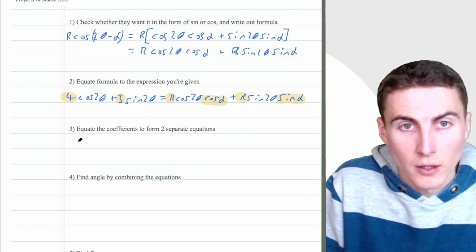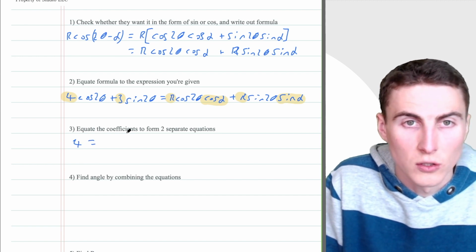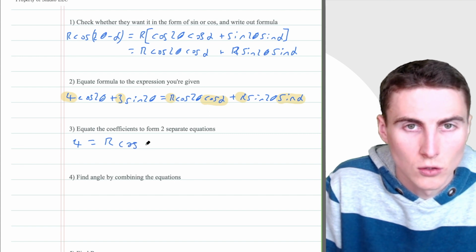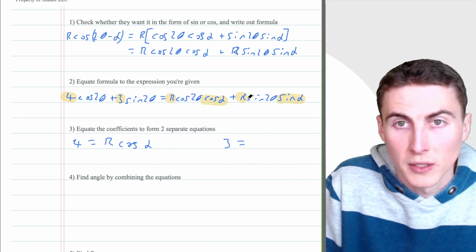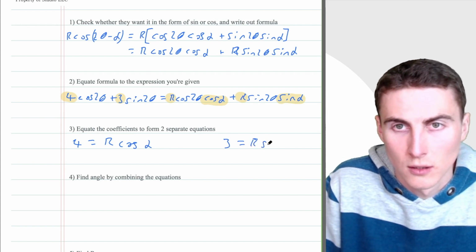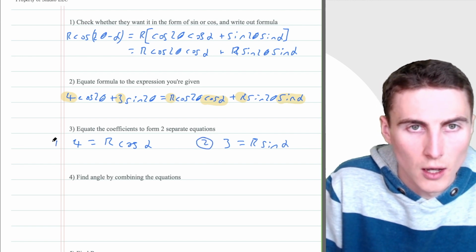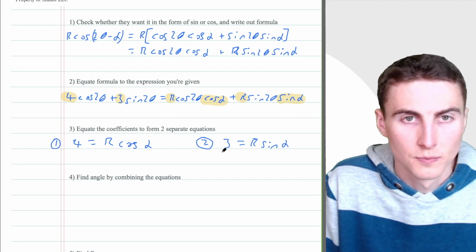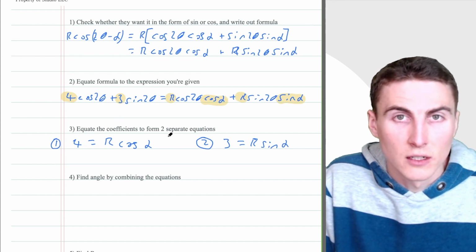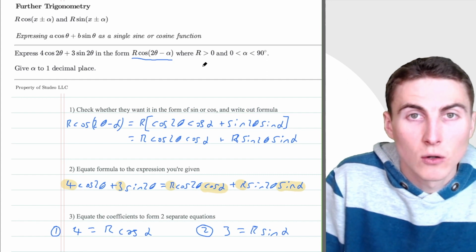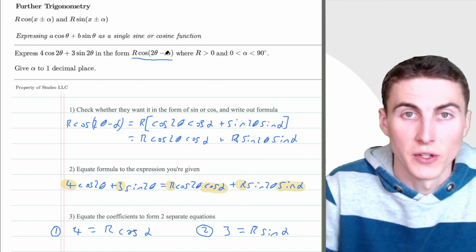So we can now equate these. This 4 must be equal to this r cos alpha, and over here, this 3 must be equal to this r sine alpha. And what I like to do is name these. It's kind of like simultaneous equations. I've got this equation and this equation. So I've equated the coefficients and I've got 2 separate equations now. And my 2 jobs really are now to find out what alpha is and find out what r is. That's the job of this sort of question.